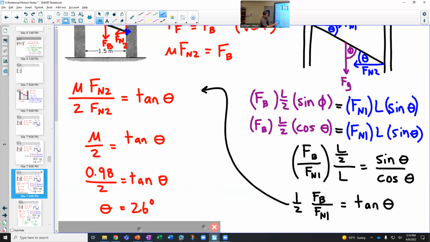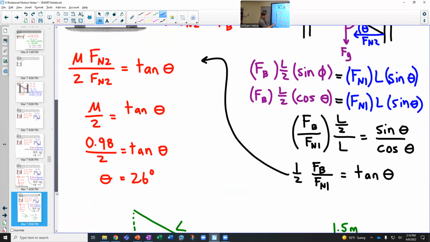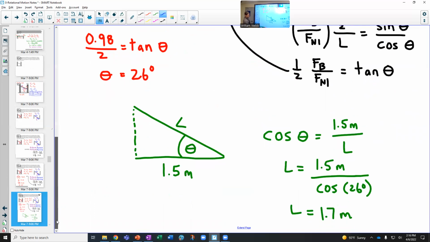So here is what that looks like, just in green down here. I know the walls are 1.5 meters apart. I know the angle the board makes is 26 degrees. And so I can just use trig and figure out how long that board is when it makes a 26 degree angle.